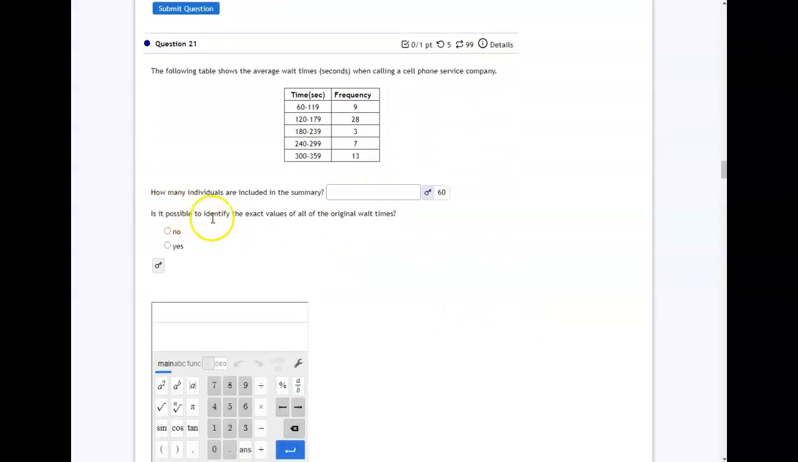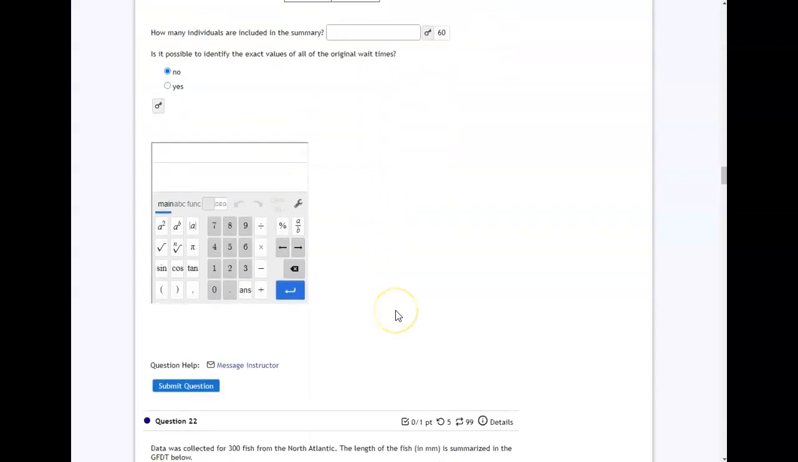And then it asks, is it possible to identify the exact values of all of the original wait times? Well, this would be no, because it's giving me a range of wait times, not exactly what they are. I know there's 9 between 60 and 119, but I don't know exactly what those 9 wait times are. So this is giving us an estimate, but not the exact wait times.